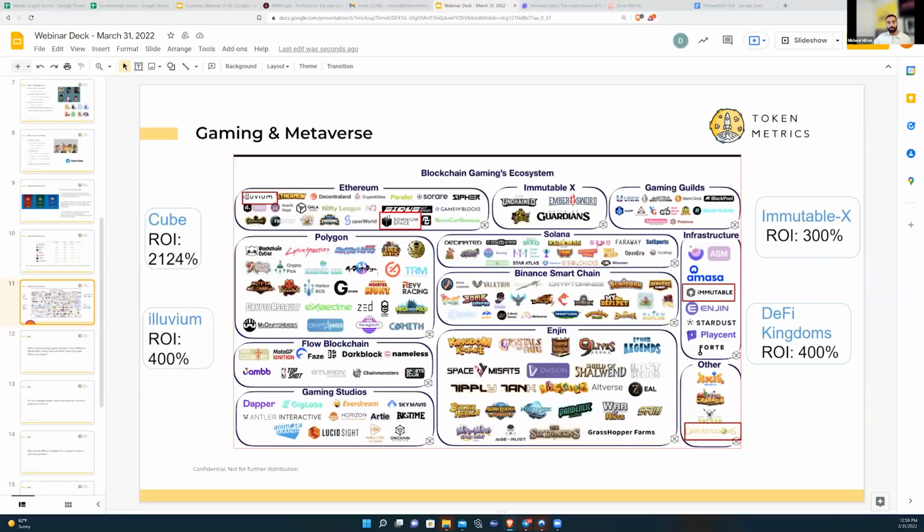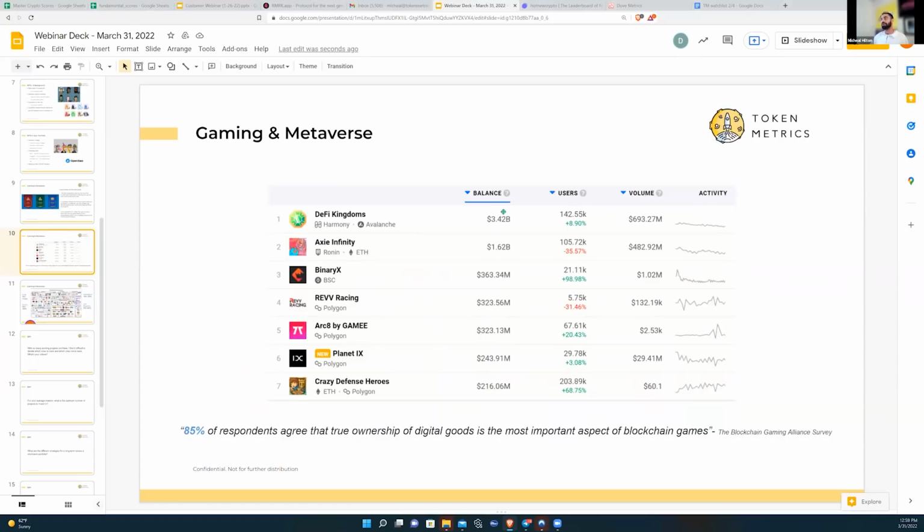In reference to portfolio allocation, we do recommend allocating less than 10% of your portfolio to gaming and metaverse as the industry is still growing. But again, the projection for 2022 is that this industry will hit close to $200 billion. And in the last 30 days, as this illustration shows you, some of these protocols have generated close to $4 billion alone. So definitely a very exciting field to be a part of.